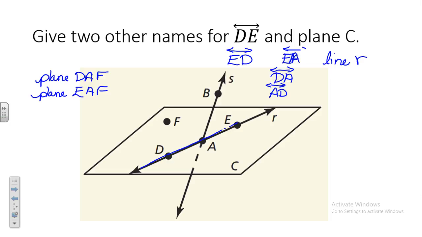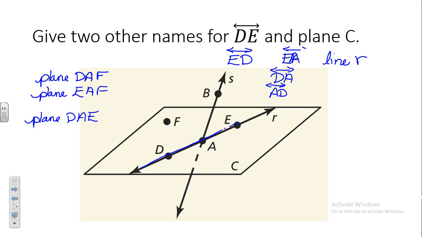Okay? I'm going to put the wrong answer up here and you can tell me why. Why can't I call this plane DAE? Because they're all in the same line. Why does that matter? A plane has to have three separate points that aren't in the same line. Three non-collinear points. Okay, does everyone understand why?